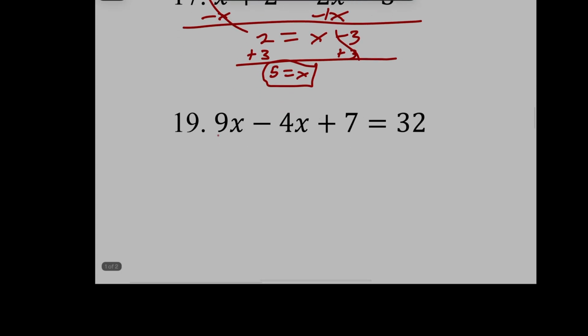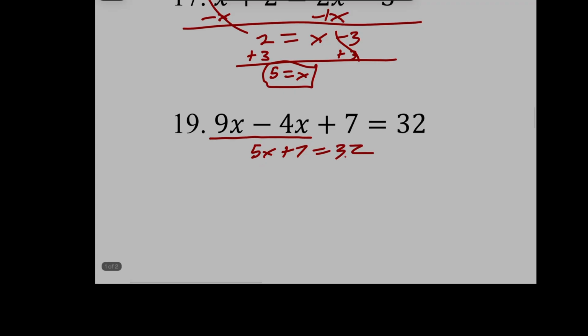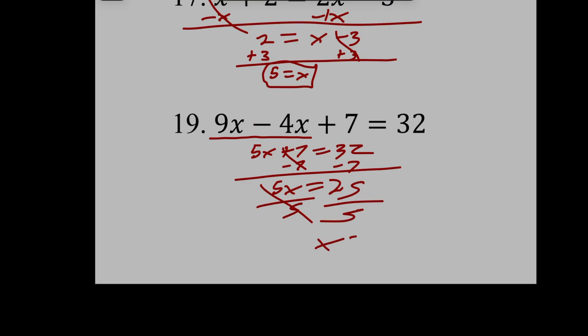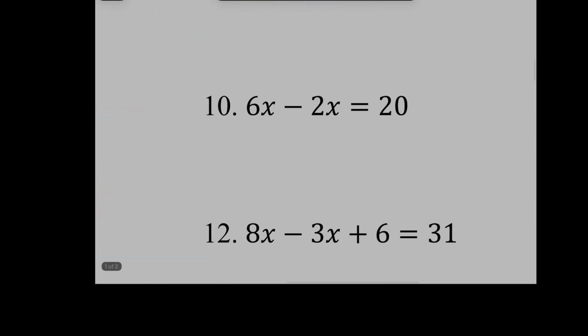Number 19, first thing I see is I have letters on the left. That's going to be a combined like term. And then I'm just going to copy everybody else. Once I do that, letters on one side, numbers on the other. I'm just going to subtract now 7 from both sides. Boom, done. 5x equals 25. And once I divide each side by 5, boom, x equals 5. All righty. Let's go on to the next column over here.